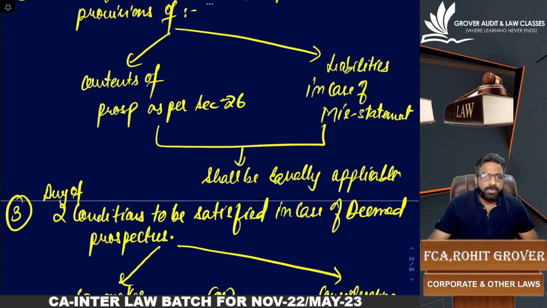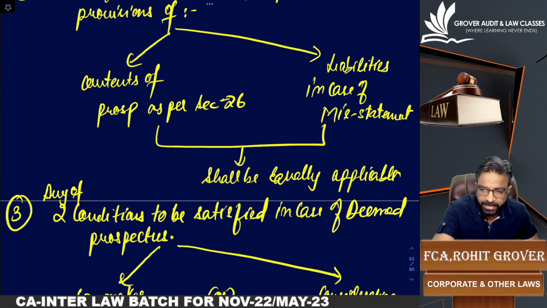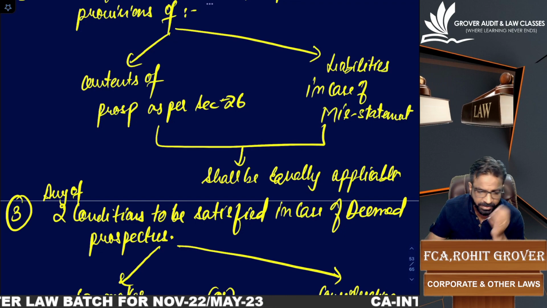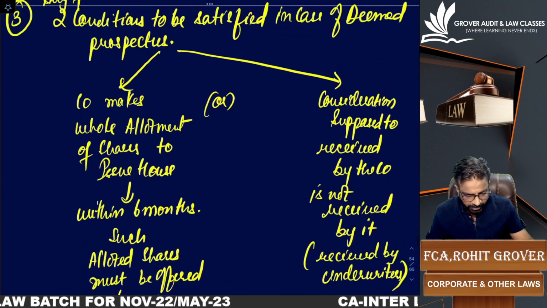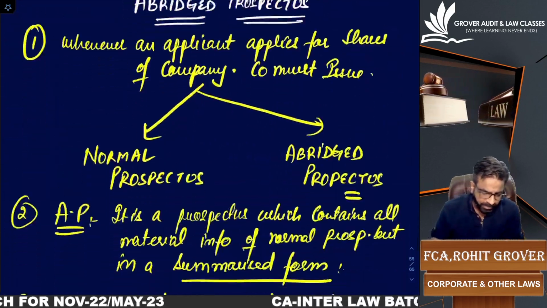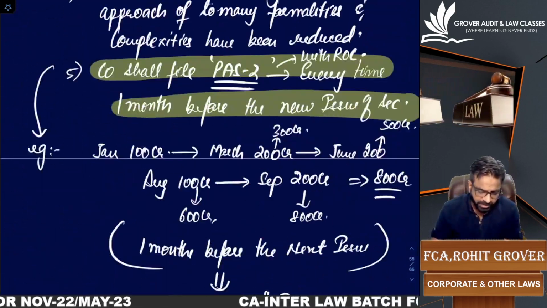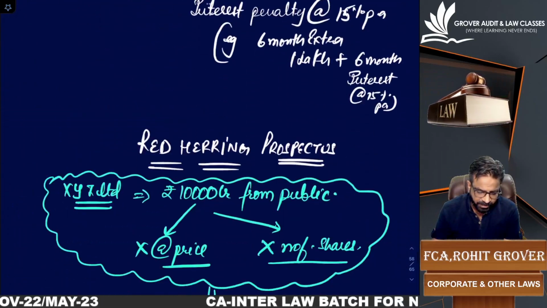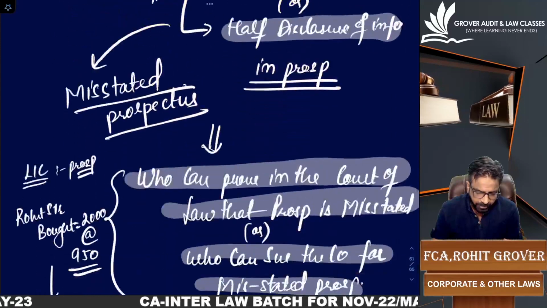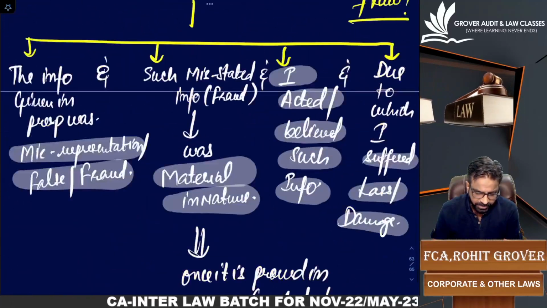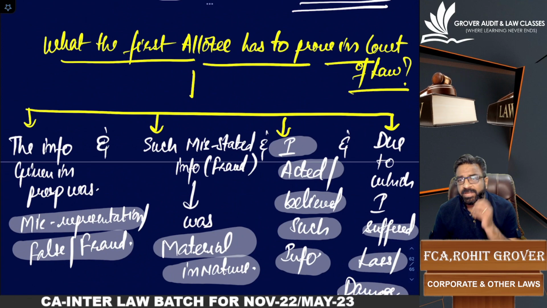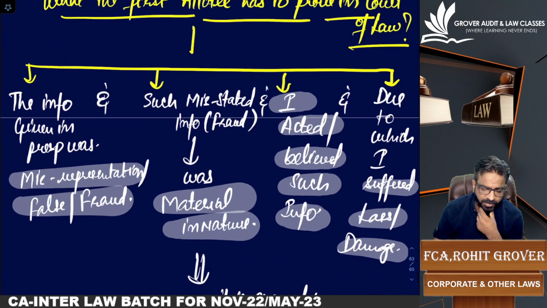Okay. So let us start with today's topic, everyone. Up to the previous topic, we are done with all 4 types of prospectus. Along with that, we are also done with the misstatement of prospectus. I hope you all remember that. Misstatement of prospectus: half disclosure, wrong disclosure, and then we also understood who has to prove that in the court of law, that there's a misstatement in the prospectus.